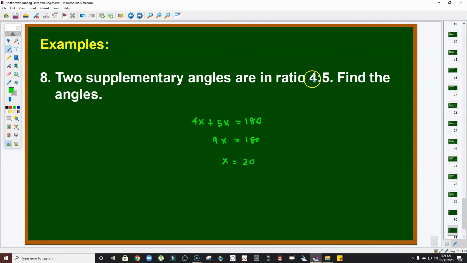Okay? So, that's it. Multiply mo lang ng 4. Okay? 20 times 4 is 80. Then, the other one, 20 times 5 is, of course, 100. Tanong, supplementary ba yan? Obviously, add mo, di ba? So, 80 plus 100 is 180.